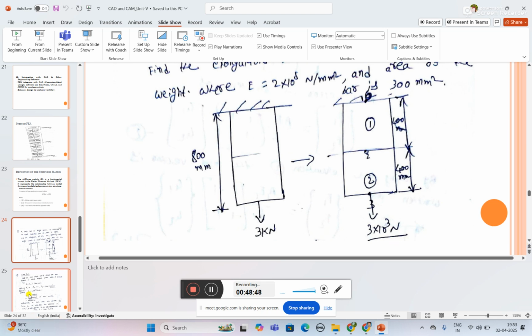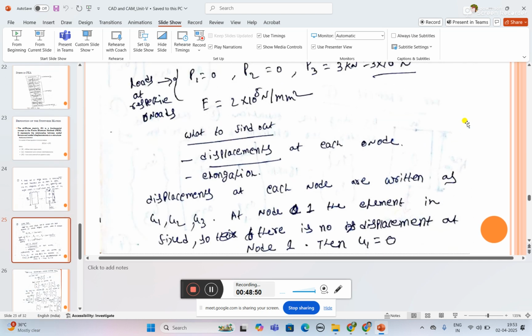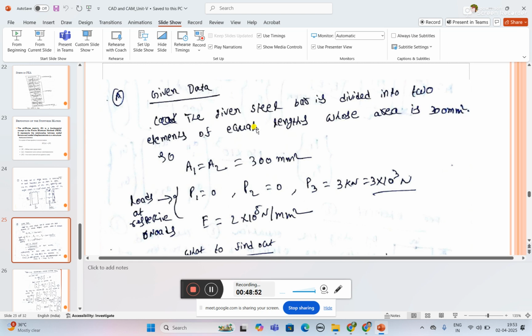ఓకే, సో తర్వాత మనం ఏం చేయాలంటే, this is the given data. So we know that the area given for this particular one is the, because A1 is equal to A2, the same cross section కాబట్టి A1 A2 రెండు కూడా 300 స్క్వేర్ ఉంది ఇక్కడ రాసుకున్నాం.